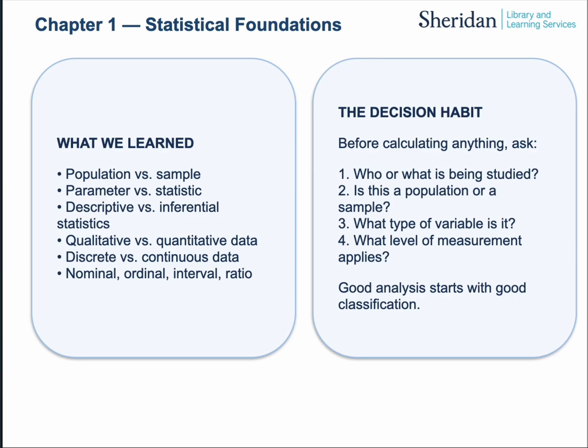Finally, we learn about the 4 levels of measurement: nominal, ordinal, interval, and ratio. These levels help us understand what kinds of statistical analyses are appropriate for different types of data. For example, with ratio data, meaningful comparisons and ratios can be made because there's a true 0. Height and weight are good examples.